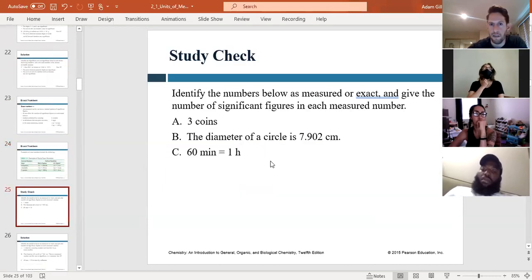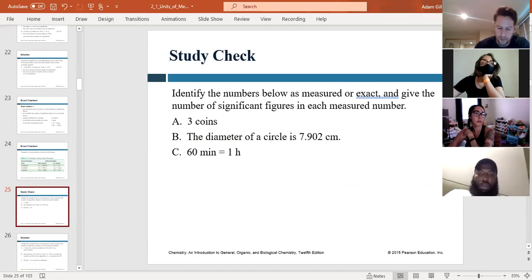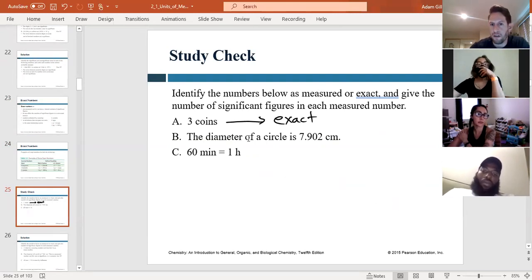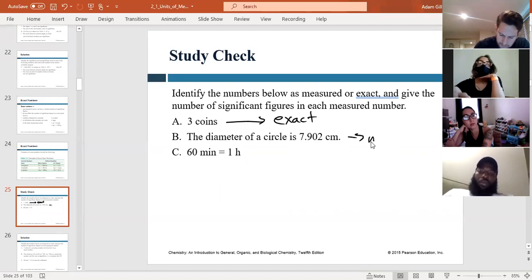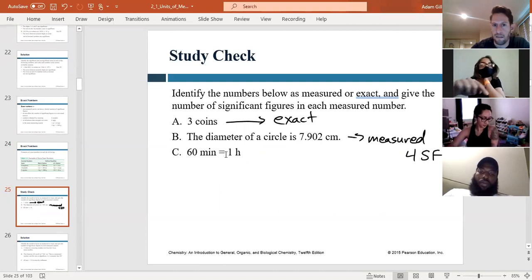All right, so identify each of the numbers below as exact or measured and the number of sig figs. So if we say there's 3 coins, is that a measured or exact number? Exact number. That's exact because somebody counted it. The diameter of a circle, measured. That would have to be measured, right? And how many sig figs? It's measured and it's 7.902. So it's 4 sig figs. Right, and then the last one, 60 minutes is equal to 1 hour. Exact. That's exact. That's a conversion.